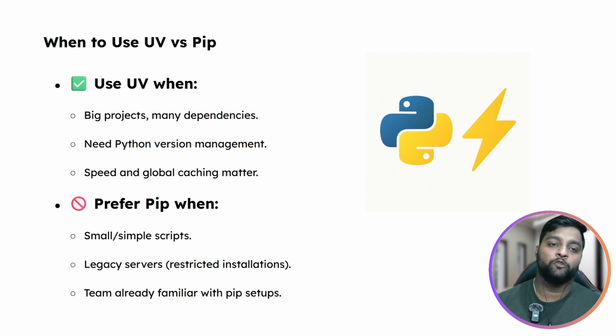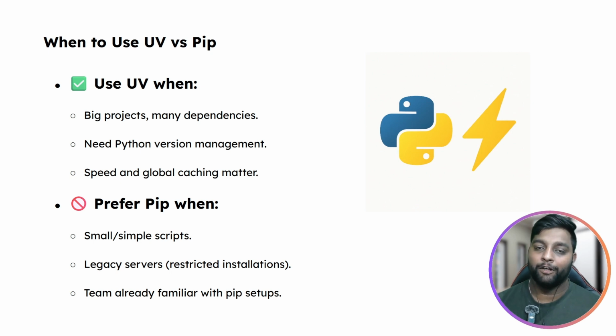UV is helpful for big data projects or big projects with many dependencies. If you are building something for production, you will require many libraries, right? There this can help you, like building a machine learning project from scratch, or a deep learning project, even your AI project right now. You need Python version management. Speed and global cache matter. When that is the requirement, then you can use it. When speed is the main priority.